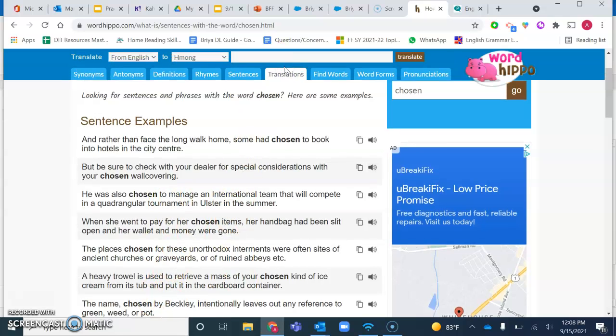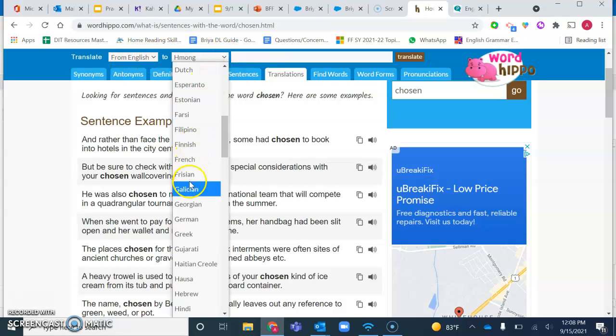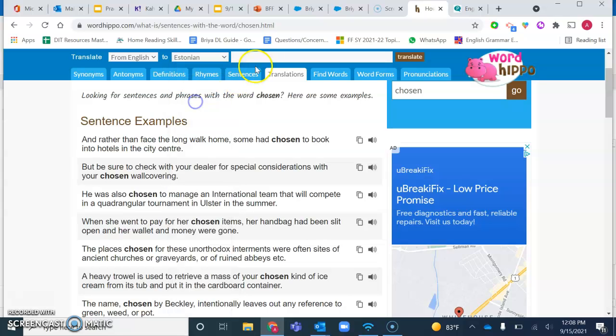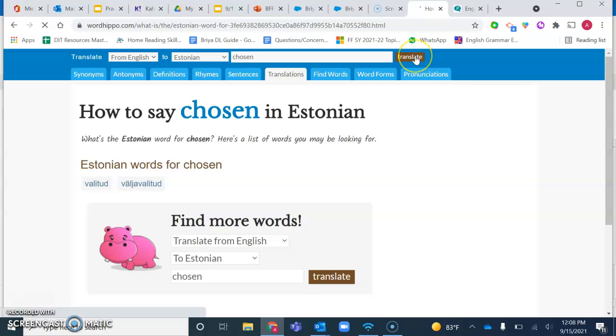You can also translate the word. You can put it here from English, choose what language you want, and write the word, and click translate, and you can see the translation.